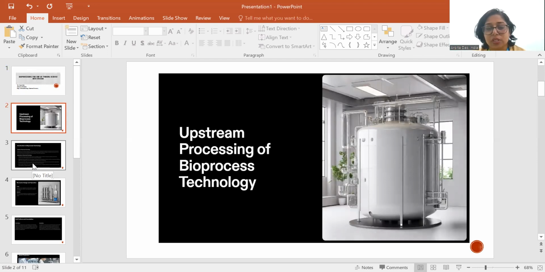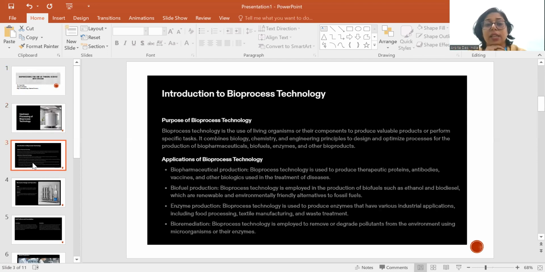So upstream processing, as we have already said, is nothing but preparation. It is a preparation part of the bioprocess. It's a preparation part of production. Regarding this preparation part, yes, we need to make ready that living organism. We have to prepare the microorganism for the process.